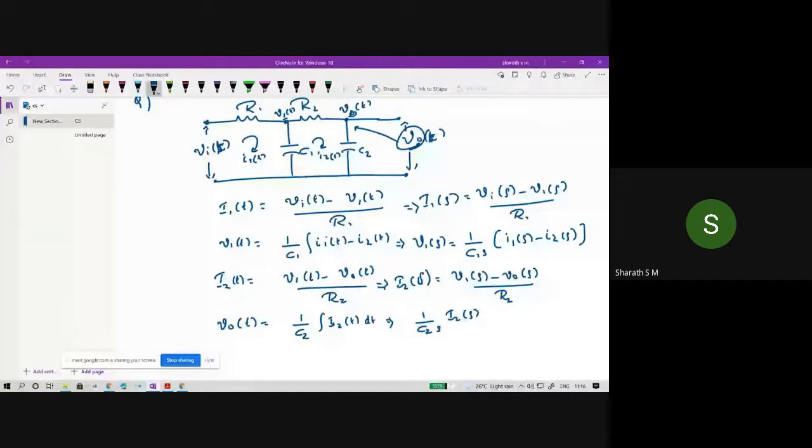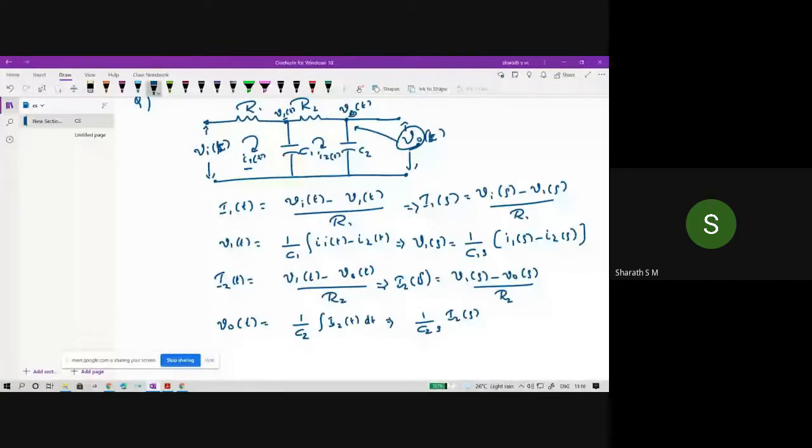First we have current I1, I is equal to V by R, as we know. So Vi minus V1 by R1, and then V1 is equal to 1 over C1 integral of I1 minus I2, and then I2 is equal to V1 minus V0 by R2, and then V0 is equal to 1 over C2 integral of the current I2.